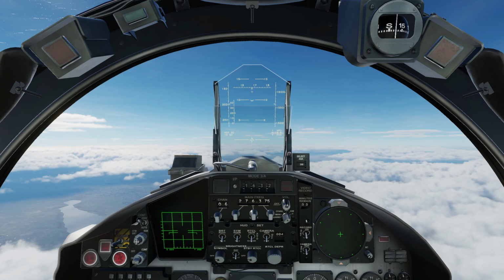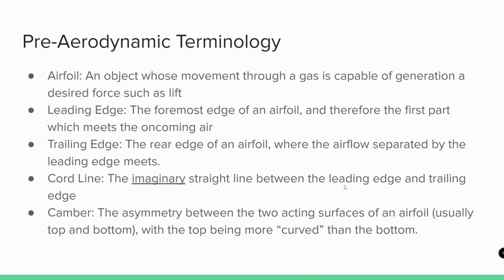Let's talk about some terminology when we're talking about aerodynamics and stalls. So an airfoil: an object whose movement through the gas is capable of generating a desired force such as lift. So that would be a wing, an aileron, a stabilator, rudder, elevator. All those fit the definition of airfoil. The leading edge is the front of the airfoil. In this case, we're going to be talking about wings, so it's the front of the wing, the first part that meets the oncoming air.